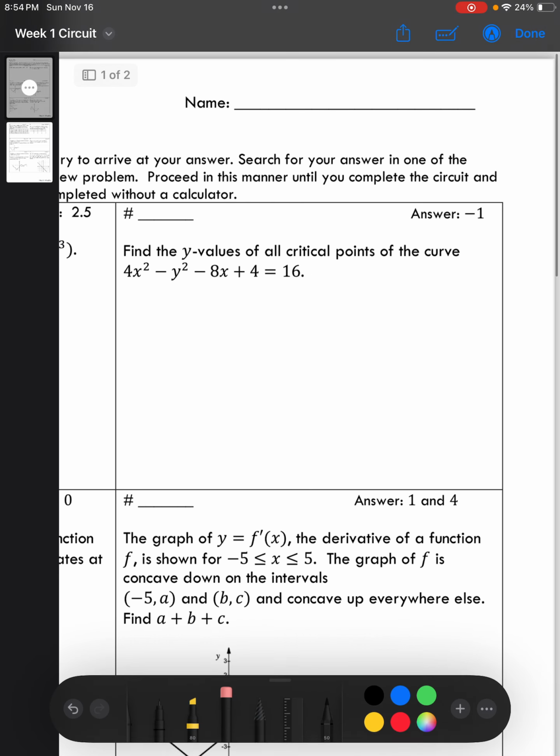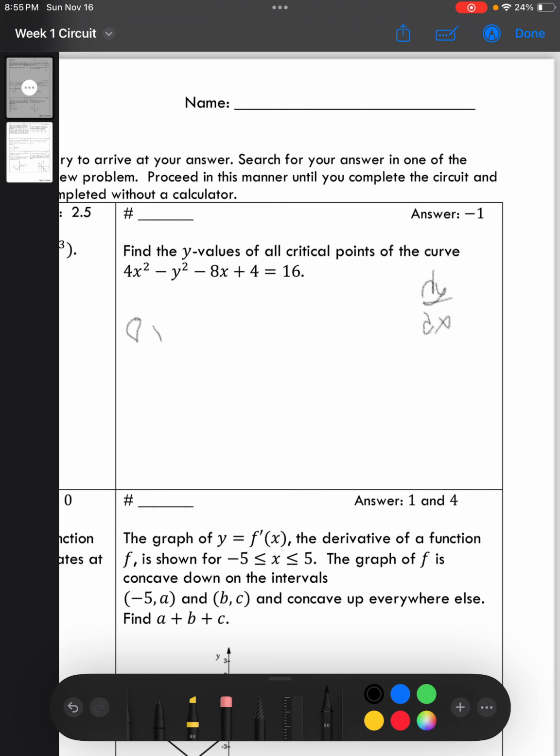Okay, so another big looking problem. Find the y values of all critical points here. So obviously we need to find dy over dx. So let's take the derivative of both sides. So this is 8x. This is going to be chain rule, so minus 2y times dy over dx minus 8. This will become 0, so 0 is equal to 0.